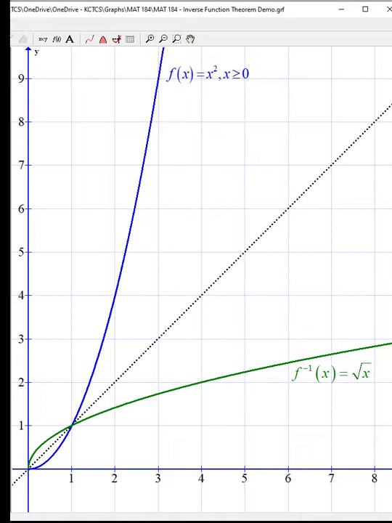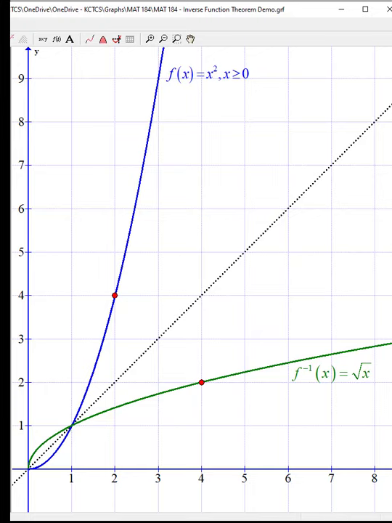Okay, now, if we're talking about derivatives, we know we're talking about slopes of tangent lines. So let's pick some points. Let's say we pick that point right there on the graph of f. That would just be saying f of 2 equals 4. So if (2, 4) is on the graph of f, we know that (4, 2) would be the corresponding point on the graph of f inverse. And we know those two would be reflections of each other across that line y equals x. In fact, we know this entire blue graph is just a mirror image of the green graph about that line y equals x.